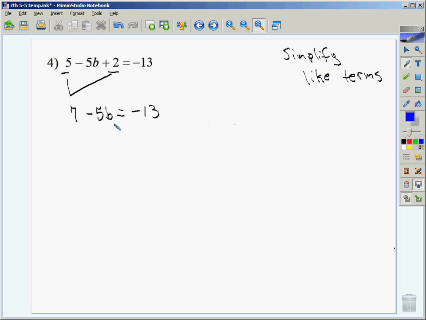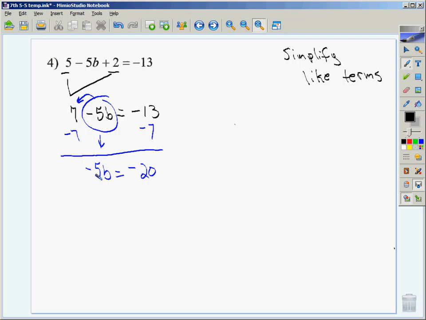Once we've combined these like terms, just like anything we've done before, we're going to get this variable by itself. I've got to get rid of this positive 7. I subtract 7 from both sides. Don't forget to keep this negative that's with the 5b. Negative 13 minus 7 more, they both have the same sign. I'd keep the sign and add.